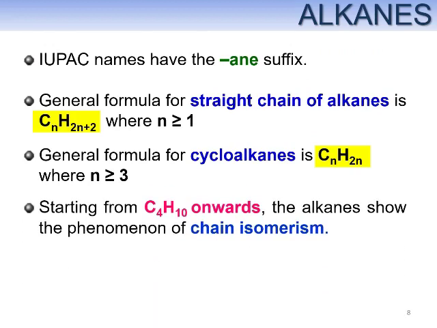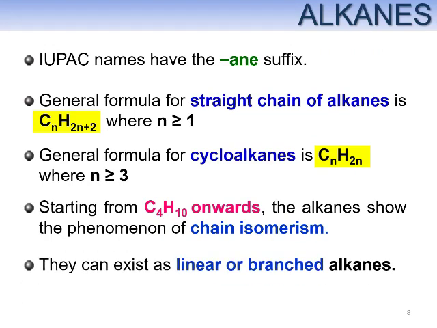Alkanes are known as saturated hydrocarbon which contain only single covalent bond. IUPAC names have the ane suffix. The general formula of alkane for straight chain is CnH2n+2, where n equal or more than 1, while general formula for cycloalkanes is CnH2n, where n equal or more than 3.